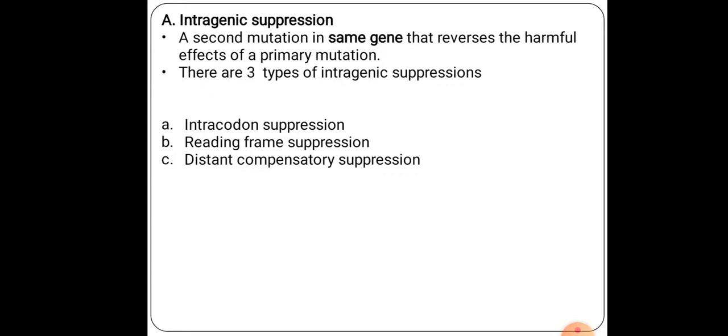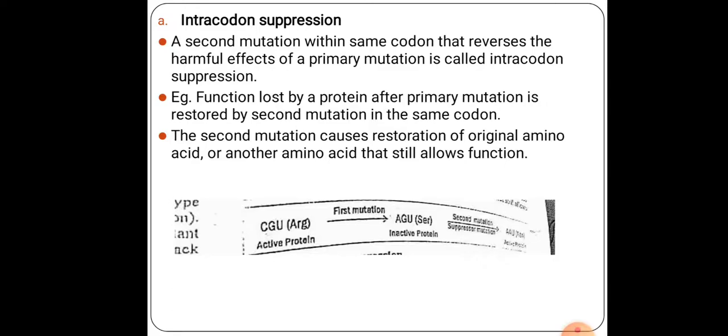So first we will see intragenic separation. It is a second mutation in the same gene. Only the difference is that within the same gene, the mutation occurred first in the same gene and the second also in the same gene. The second mutation in the same gene that reverses the harmful effect of the primary mutation is known as intragenic separation mutation. And this has three types: intracodon separation, reading frame separation, and distant compensatory separation.